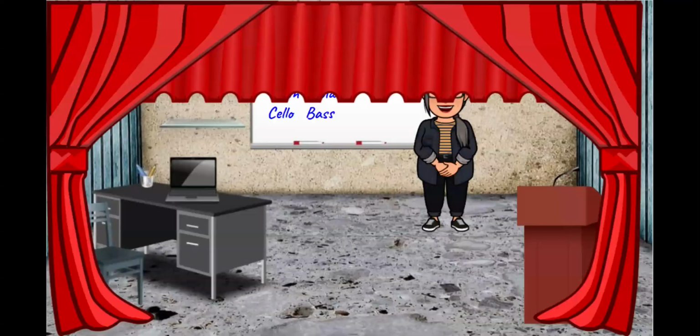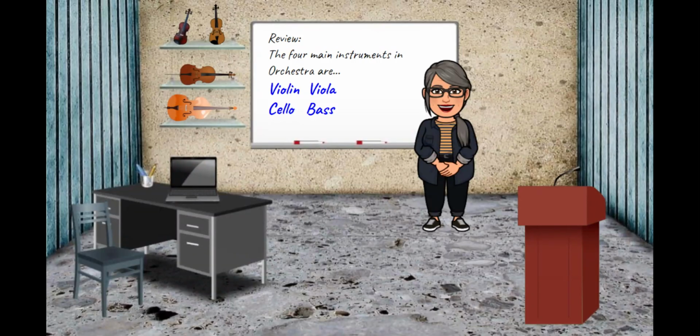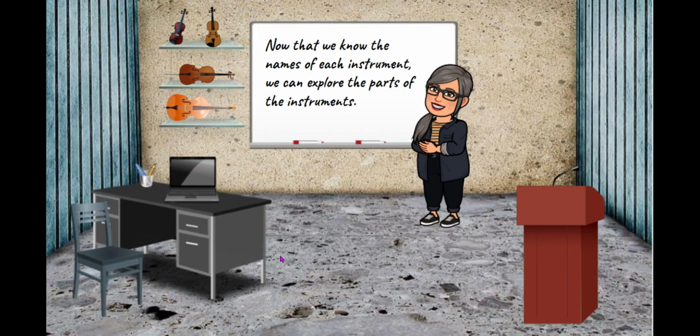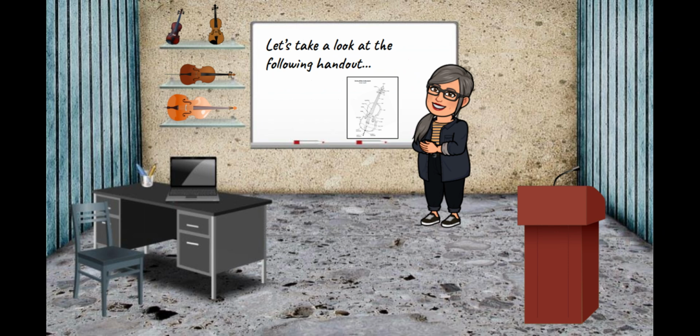So let's go ahead and go back into our lesson. We're going to review real quick. The four main instruments in the orchestra are violin, viola, cello, and bass. Now that we know the names of each instrument, we can explore the parts of the instrument. So let's go ahead and take a look at the following handout.